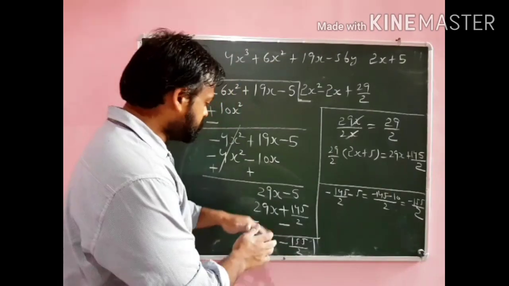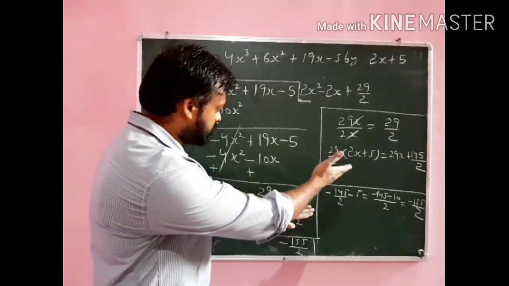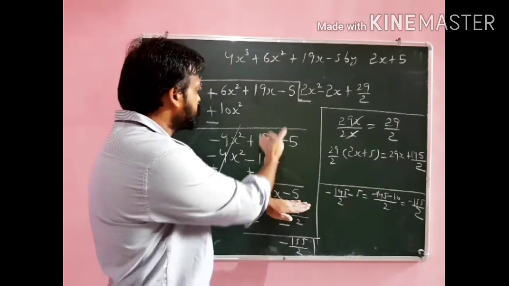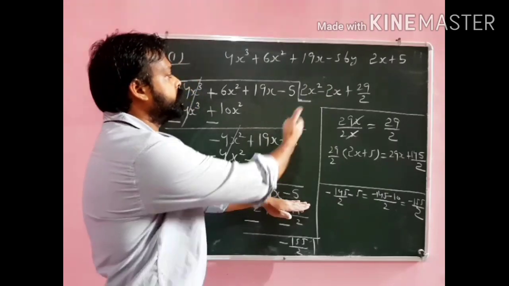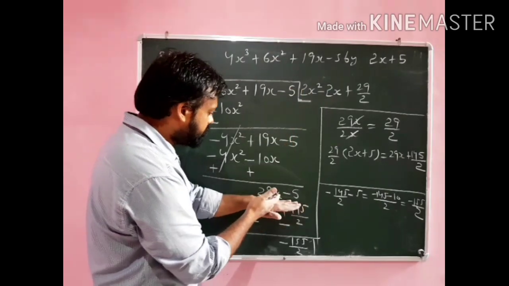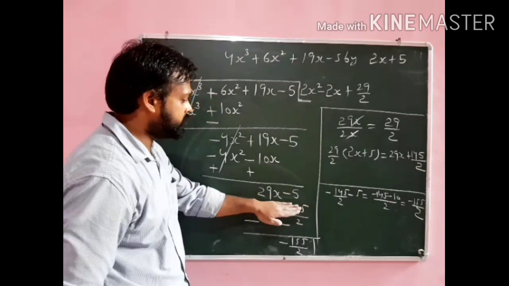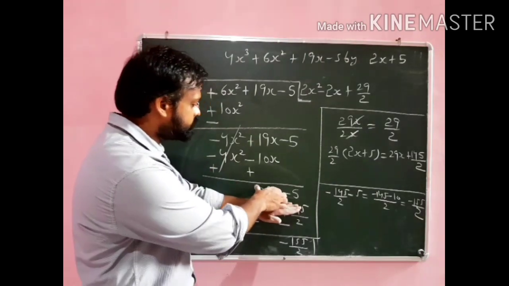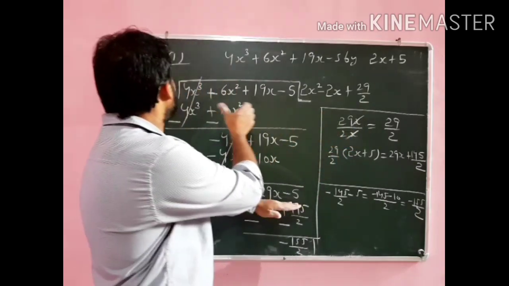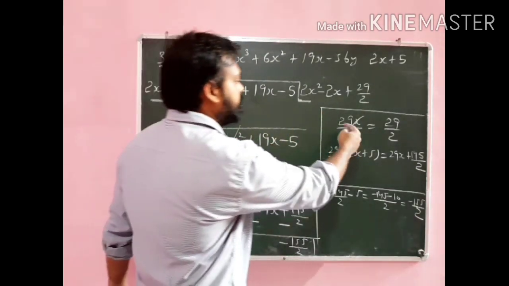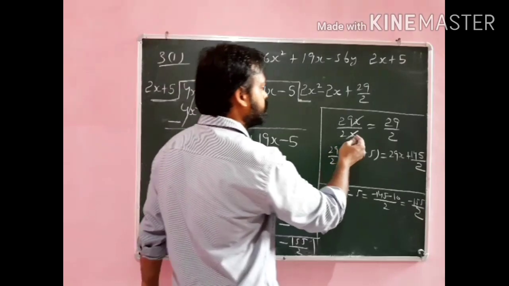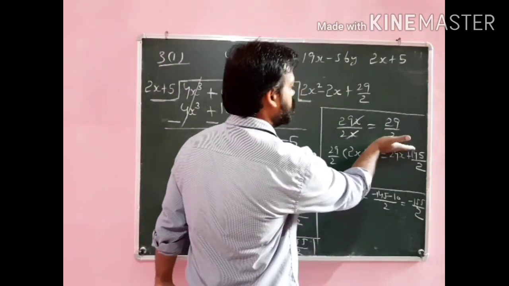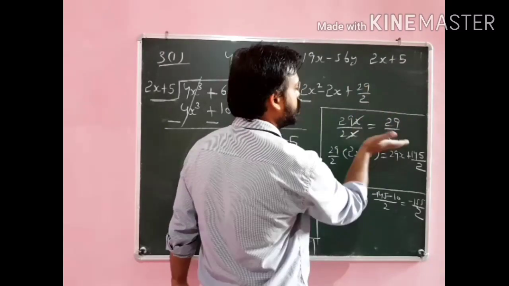Okay, now in the next step I had already solved, I am just explaining, because I already explained the two steps to all of you, how I got these values. Now we have got this 29x minus 5. So again we have to follow the same step again. This 29x is divided by this 2x, so x is cancelled with x. So we got 29 by 2. So write down here 29 by 2.